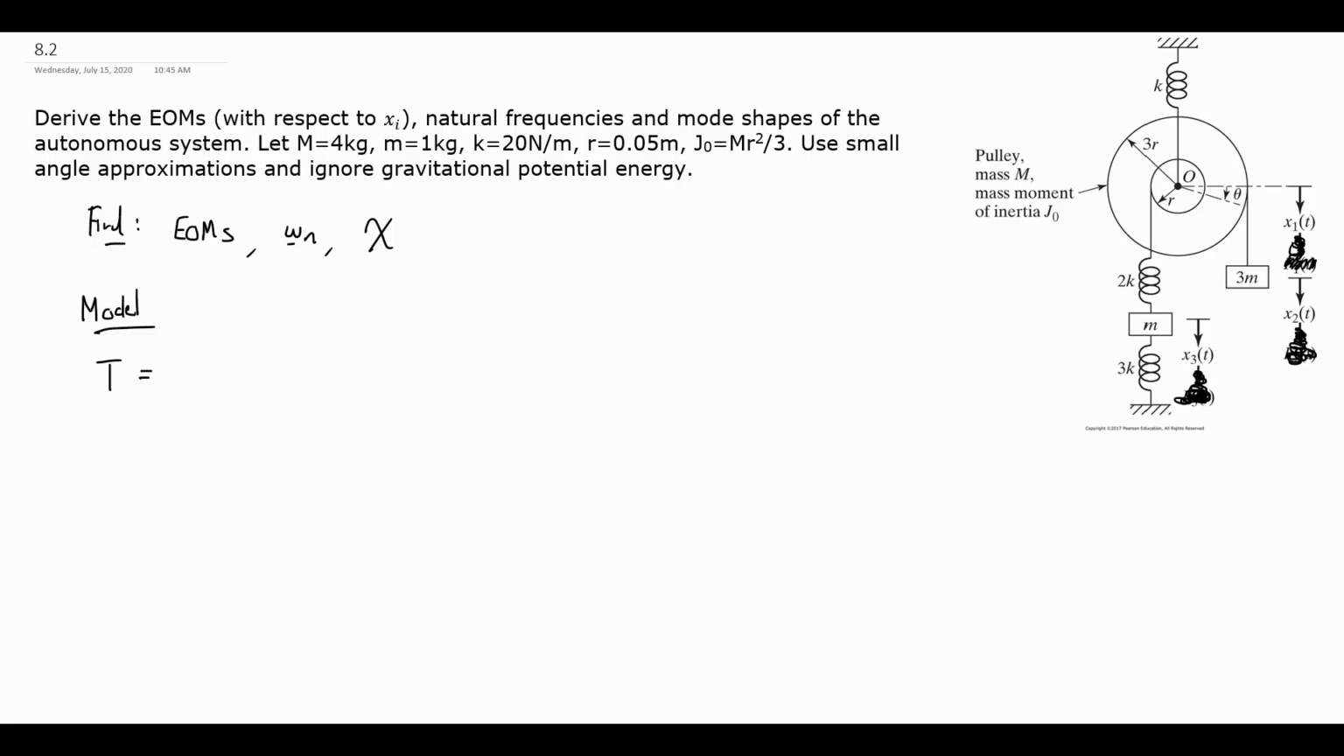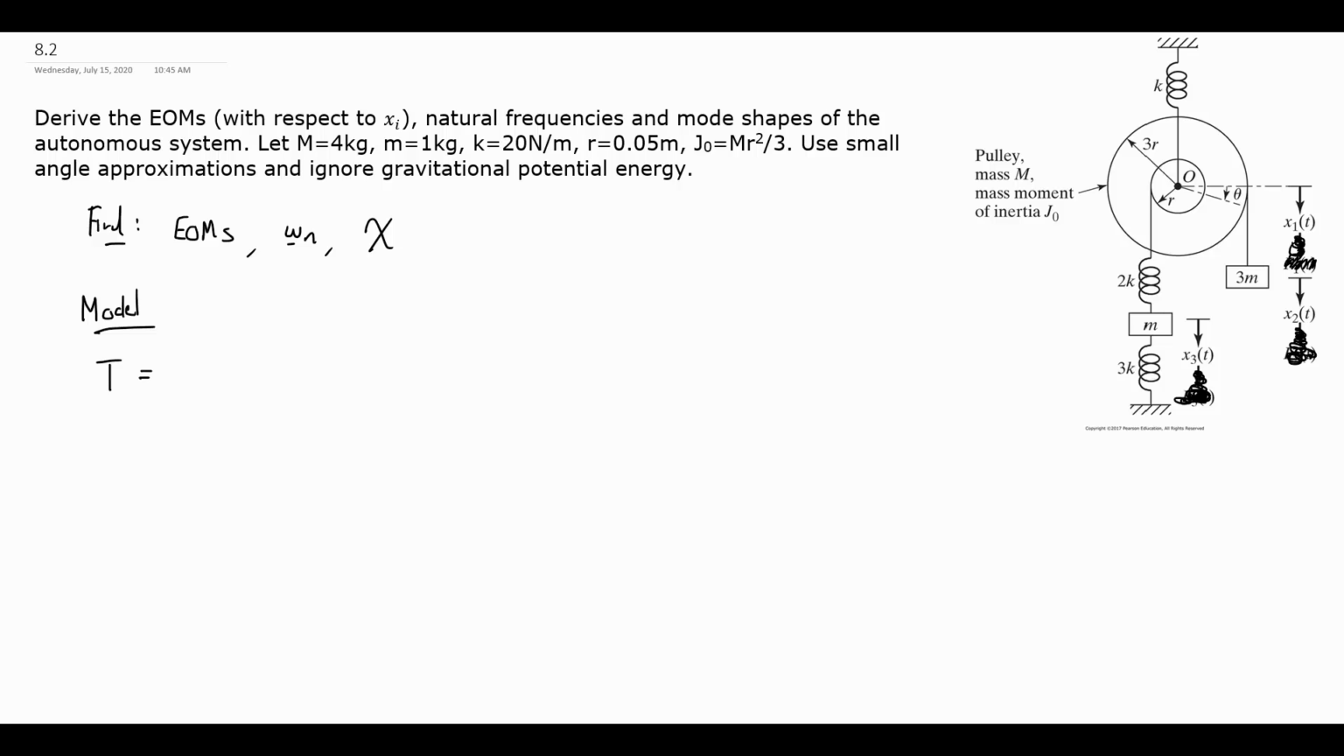And looking at the system, we have three elements in the system that have mass and/or inertia. We have the block M, we have the block 3M, both of those can only translate vertically. And then we have the pulley, which can translate vertically because it's attached by a spring to the ceiling, so it can translate up and down, but also the pulley is able to rotate about its center of mass at O, so it will also have rotational inertia, which gives it rotational kinetic energy.